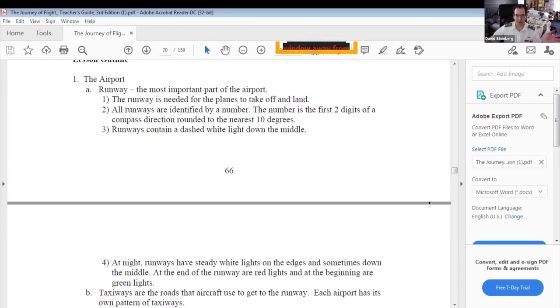Obviously, one end is going to be 180 degrees opposite of the other end, so you just take the reciprocal heading number to figure that out. But it's also on the airport charts, which are downloadable.